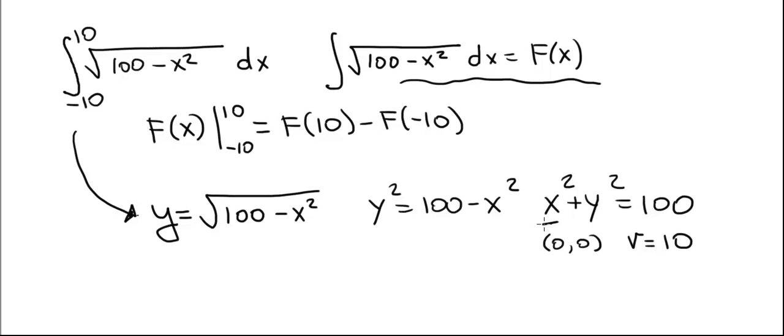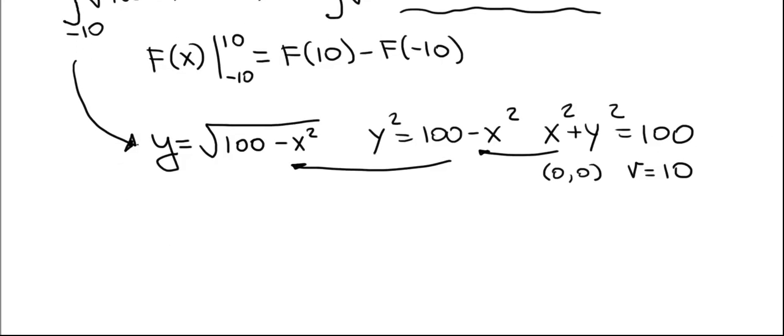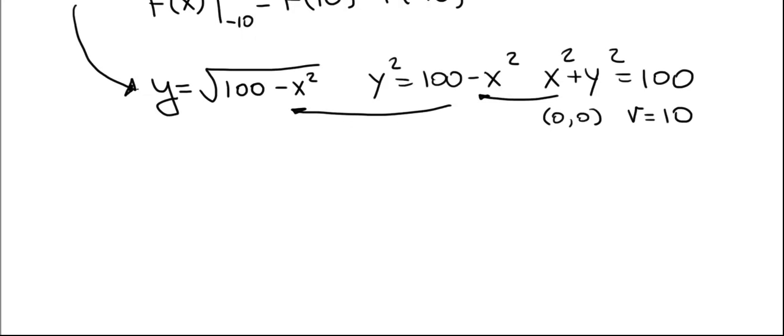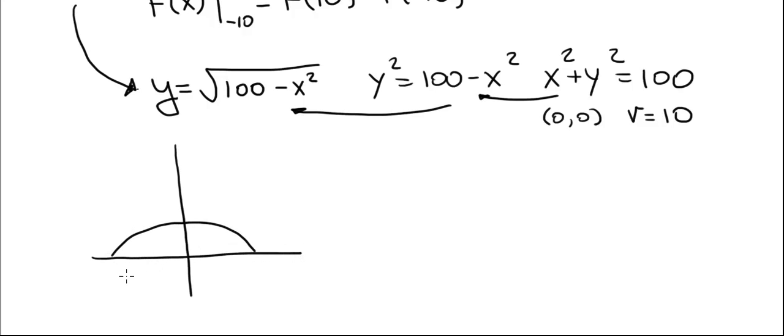Now if we work our way backwards, solving for y squared and then solving for y, notice that we have a positive square root. Positive square root indicates that we have an upper semicircle centered at the origin of radius 10, and we can now draw that semicircle. Here's what it looks like. This is minus 10, this is 10, and also this is 10.